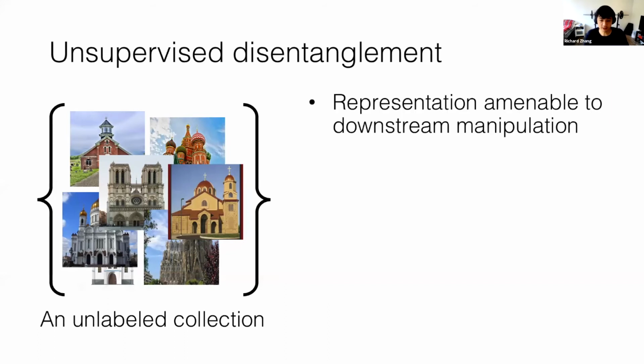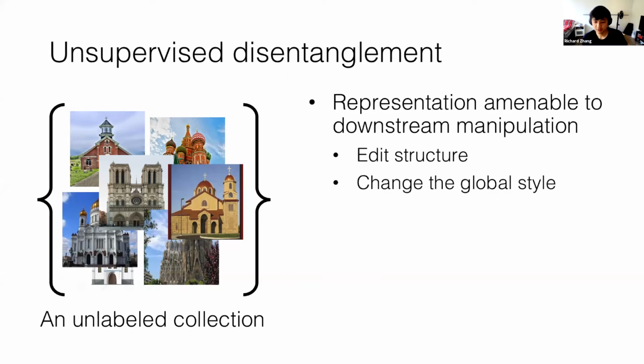Okay, so our goal here is that we'd like a representation that's amenable to downstream manipulation. And we'd like it to be very flexible. So we don't want to consider any individual manipulation. We'd really like it to be easily usable for a whole bunch of possible ones. For example, given an image of a church, you may want to edit the structure. You may want to change the global style of the image, or the time of day of it, or things related to that.